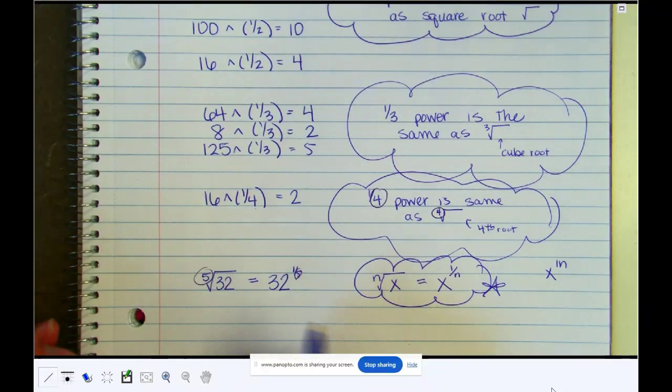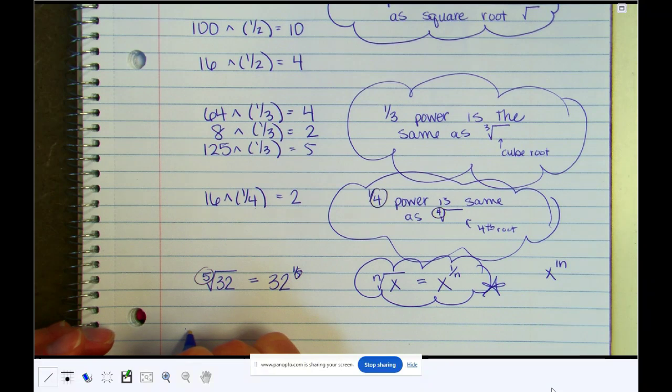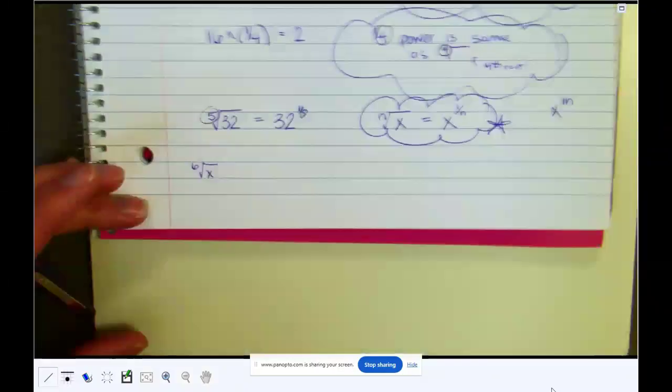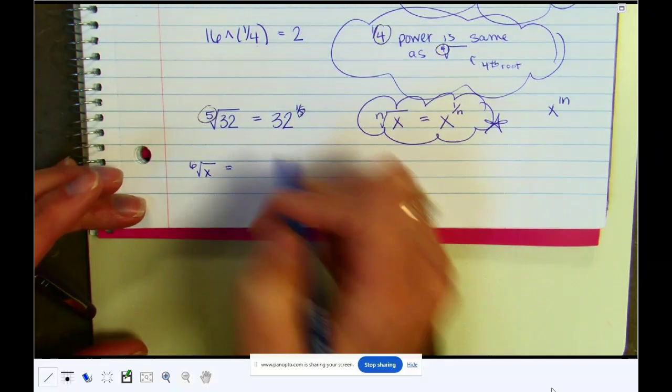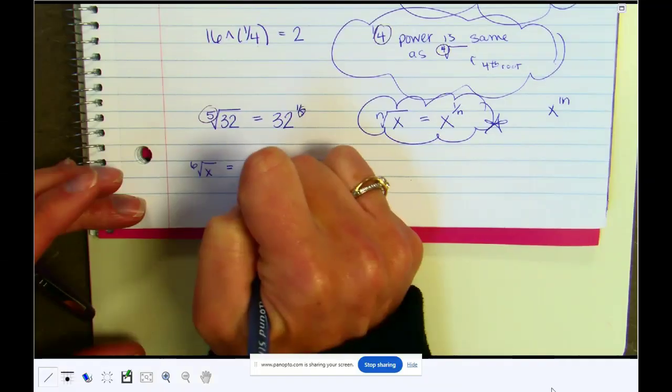So if I asked you to rewrite this, what would the 6th root of x be? What would the 6th root of x be rewritten as? X to the 1 over 6.